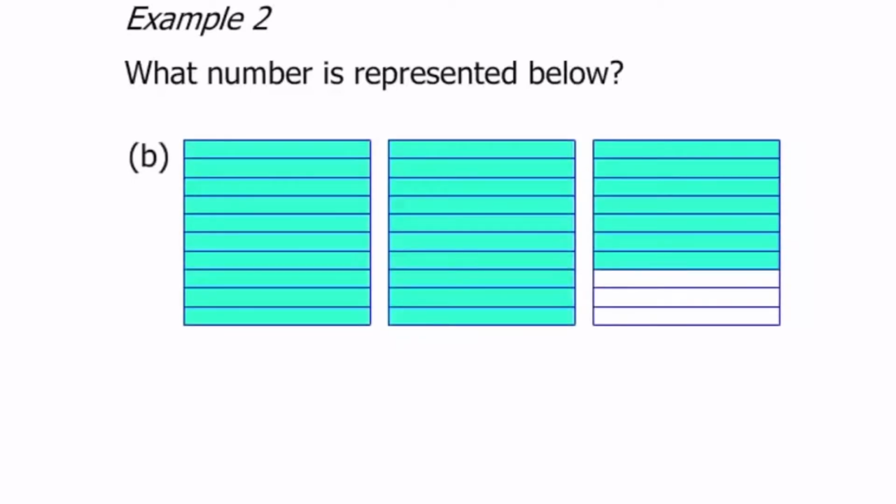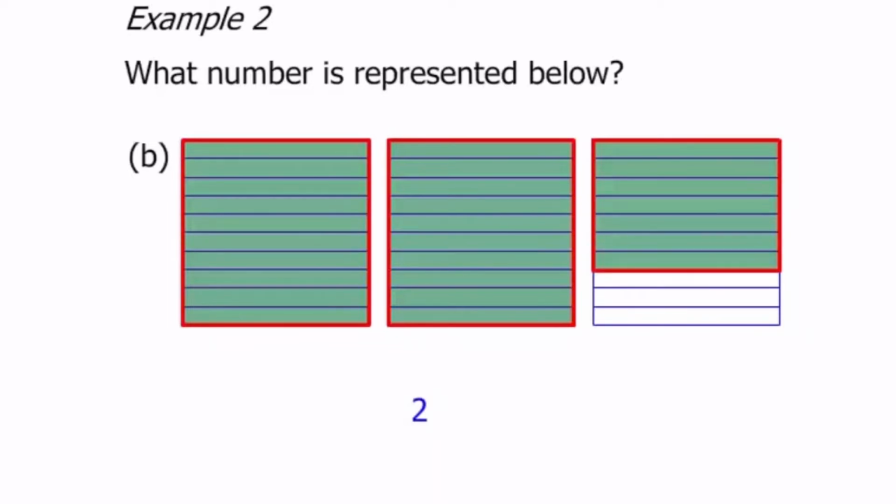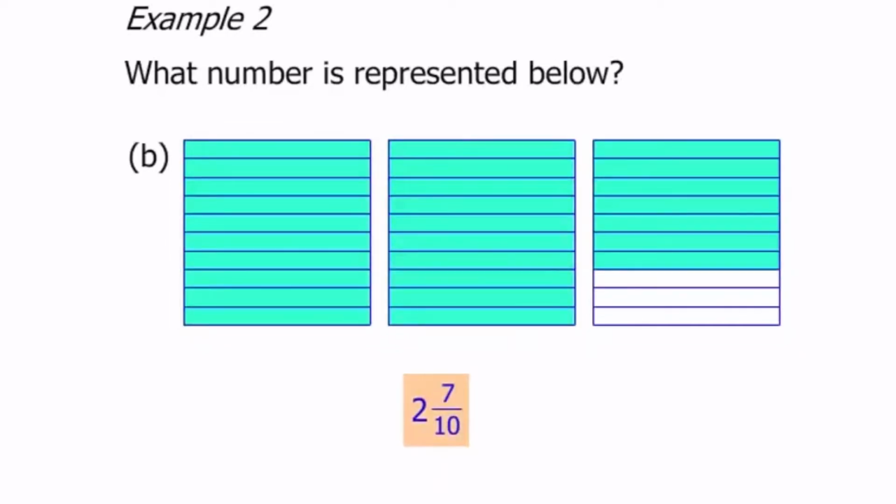The next one. Well, we can see there's 2 wholes shaded there. 1, 2. So 2 so far. And as a fraction, we've got 1, 2, 3, 4, 5, 6, 7. 7 parts out of those 10. We write that as 7 tenths. So altogether, we've got 2 and 7 tenths. And in decimal form, we write 2.7.